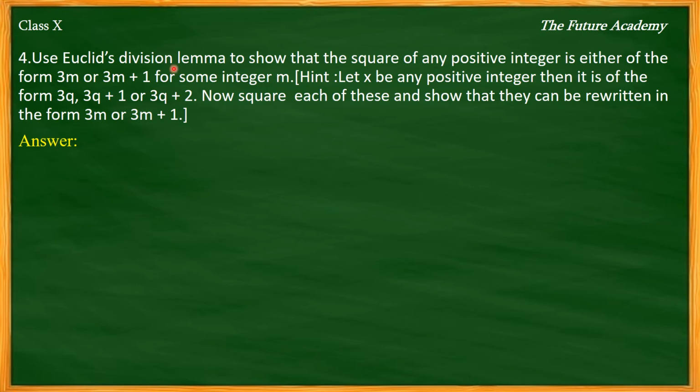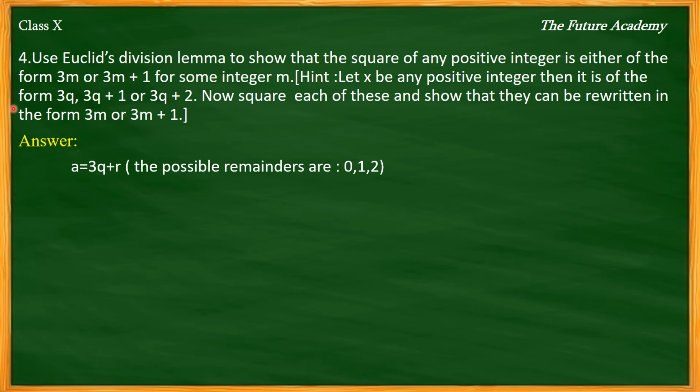Use Euclid's division lemma to show that the square of any positive integer is either of the form 3m or 3m plus 1 for some integer m. Okay, in this question they give a hint. Let x be any positive integer, then it is of the form 3q plus 1 or 3q plus 2. Now square each of these and show that they can be rewritten in the form of 3m or 3m plus 1.